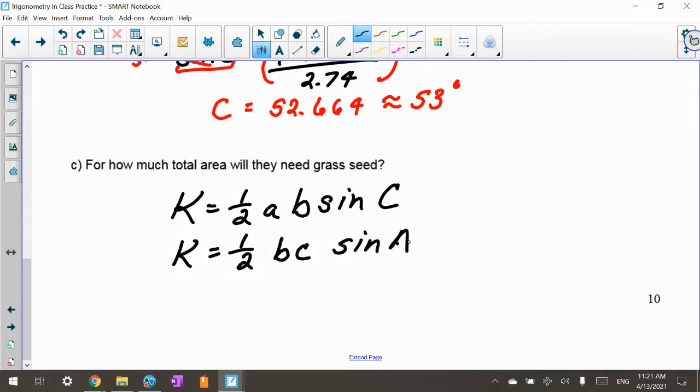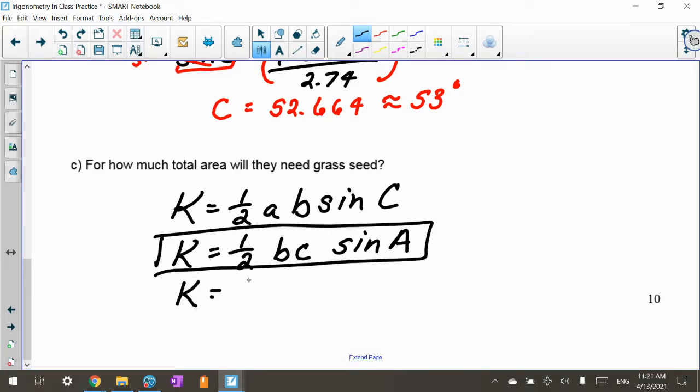So do you see what the pattern is? The pattern is 1/2, two of the sides, the angle in between of the opposite sides. So see this? I'm going to use BC sine of the A of the opposite side. So this is the one I'm going to use. I'm going to plug in K equals 1/2. The B is 2.7 times the 4 times the sine of 33 degrees.